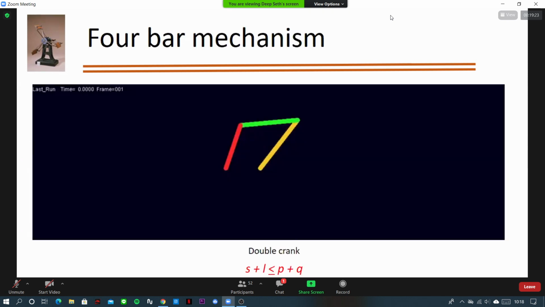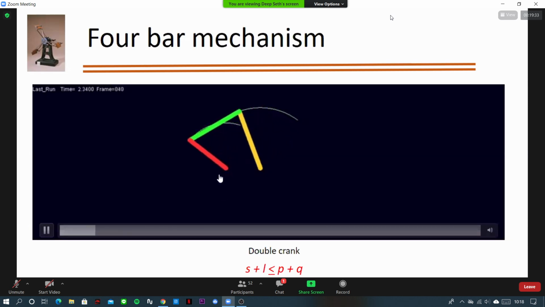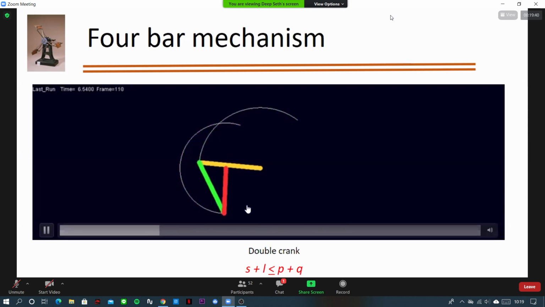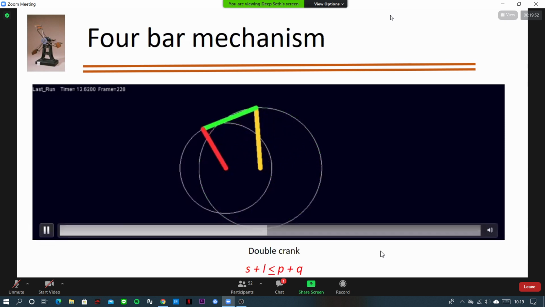So here I am showing you one example. This is a double crank. This is how it works. Your shortest plus the longest link is smaller than P plus Q over here, and you are seeing at least two circular motions over here.